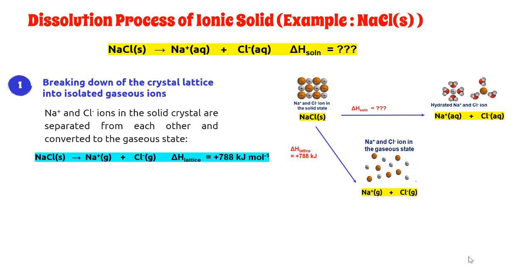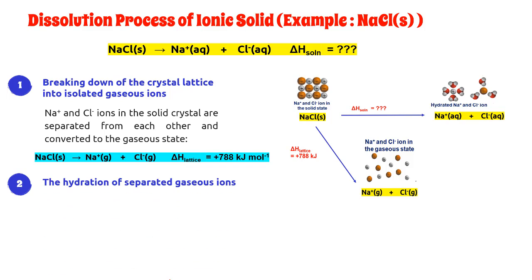Energy required to completely separate 1 mole of a solid ionic compound into gaseous ions is called lattice energy. In this example, the lattice energy of sodium chloride is 788 kilojoule per mole. In other words, 788 kilojoule of energy must be absorbed to break 1 mole of solid sodium chloride into 1 mole of sodium gaseous ions and 1 mole of chloride gaseous ions.